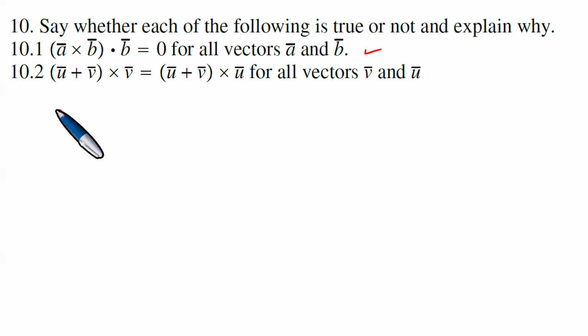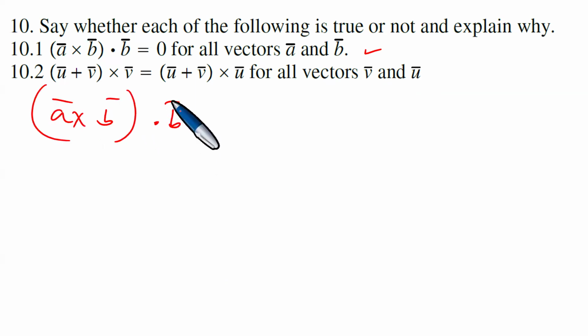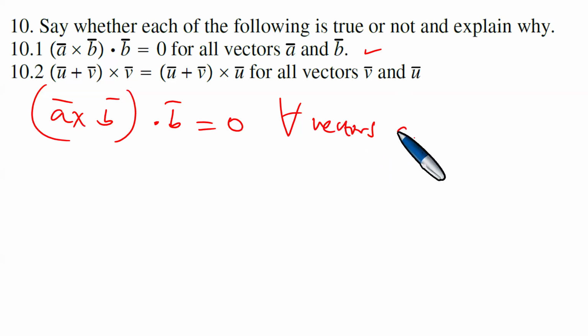Right, so is it true? A cross B dot B is 0 for all vectors A and B. So this one here, is it true or not? Okay, we're going to discuss it together. But sometimes I know I do the most uncomfortable of things. Let me first do it because I don't want you to feel uncomfortable. I want you to be comfortable.